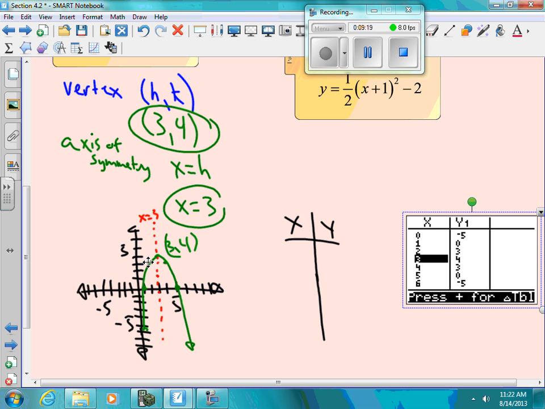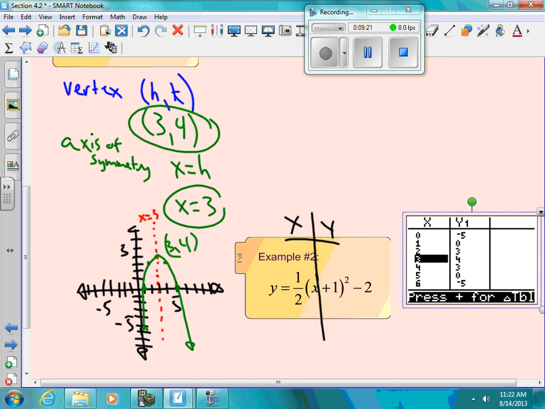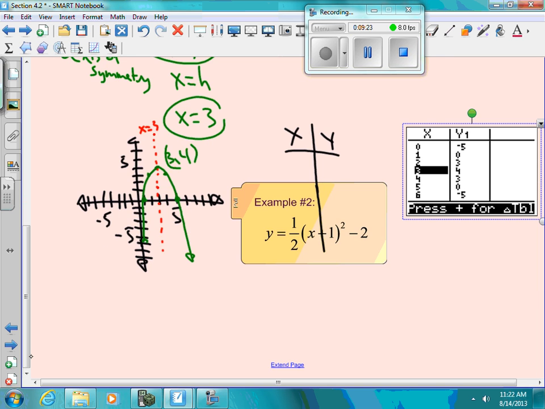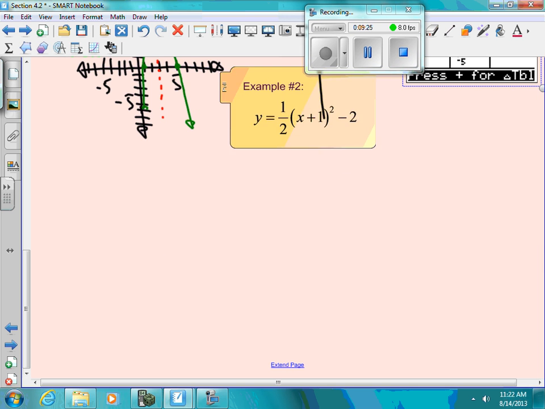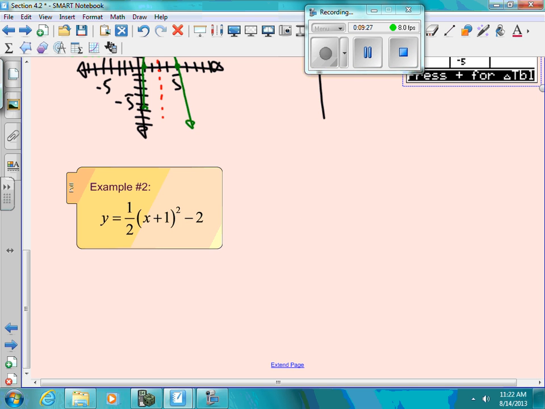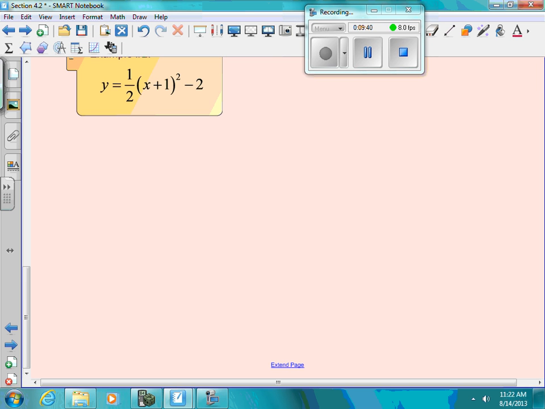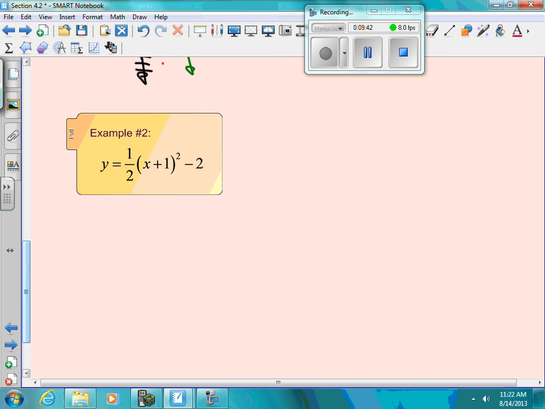Okay. Real quick with this one, I want to use this problem because there's a little bit of a wrinkle to it. y equals 1/2 times (x plus 1) squared minus 2. And no, the wrinkle is not that there's a fraction. Okay? The wrinkle is identifying the h and k. This is where many people make that mistake at the beginning. But usually by the end of the lesson or at the end of the unit, we get better at identifying h and k.